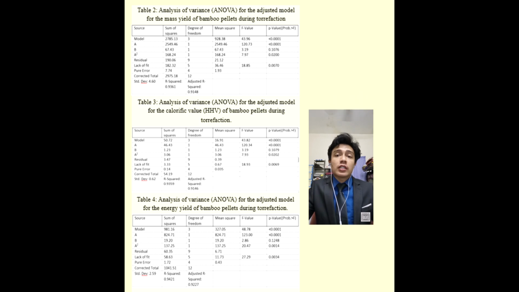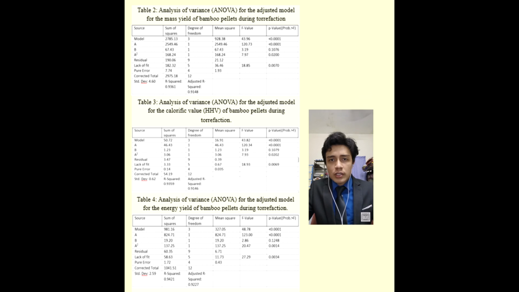Now, let's go for the ANOVA analysis. The F value of the model for mass yield is 43.96, HHV is 43.82, while the energy yield is 48.78. This F value implies that the model is significant and there is only a 0.01% chance that a model F value this large could occur due to noise, while the P value is less than 0.05. For these three models, it shows that the model is very significant.